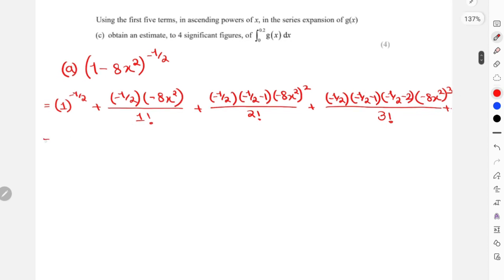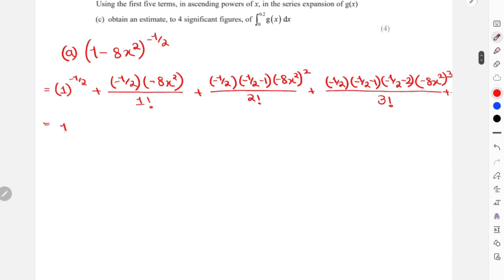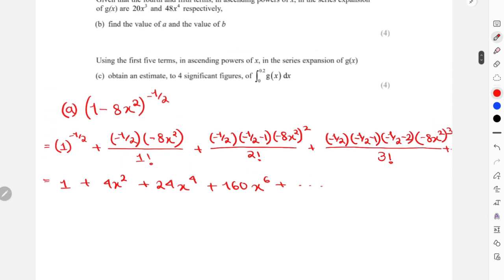After this, if you just calculate all these on your calculator, this will give you the simplified expression, which is going to be 1 plus 4x square plus 24x to the power of 4, and the last one would be 160x to the power of 6 plus dot dot dot. Okay, and that is it for part A.